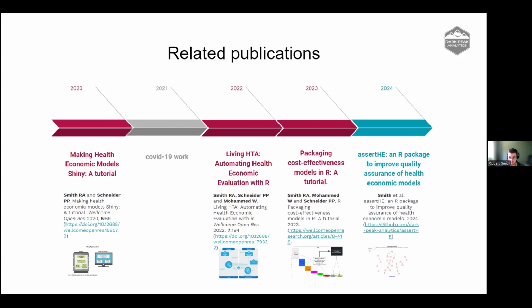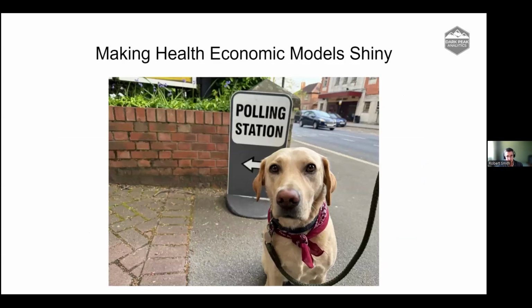And the last topic, which is not published yet, but is in progress, and we presented this on Friday at R HTA, is an R package, which is designed to improve quality assurance of health economic models by being able to look into the code and identify how the different algorithms of a health economic model fit together using network analysis. So starting with making health economic models shiny.